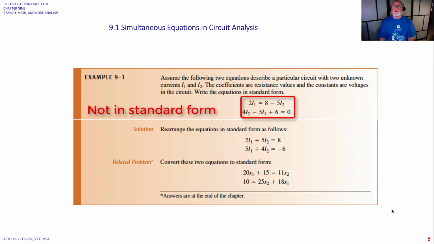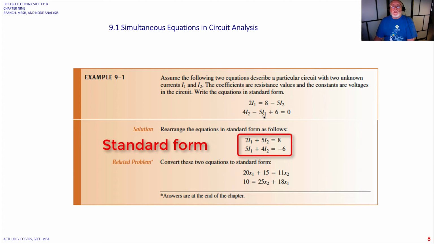Write the equations in standard form. So, as we write this, we have 2 times I1 is equal to 8 minus 5 times I2, and then 4 times I2 minus 5 times I1 plus 6 equals 0. So they've written them in two different variations of ways here, by using the 0 term. So what we need to do is make one look like the other here.